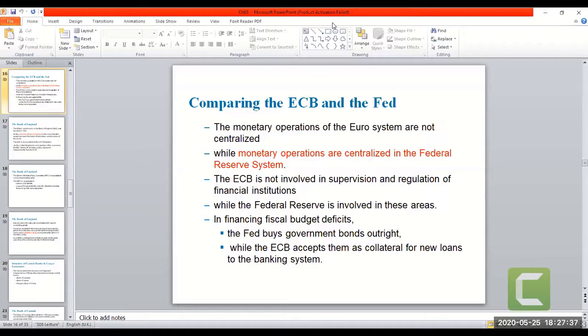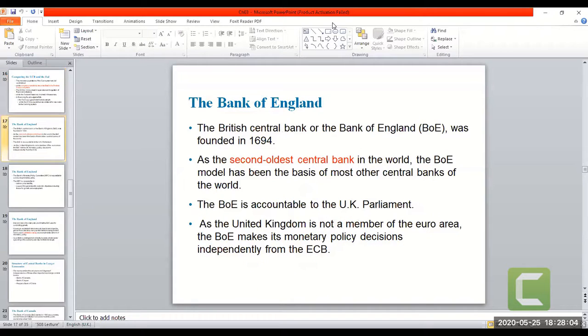In the case of Europe, the bank accepts them as a collateral for new loan to the bank.